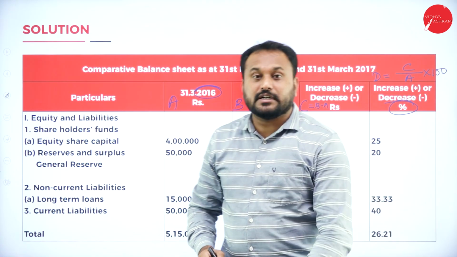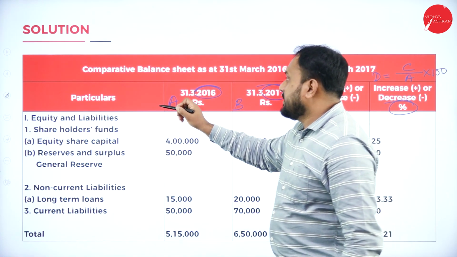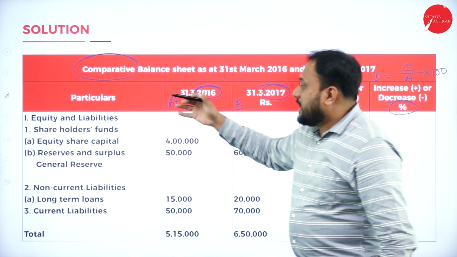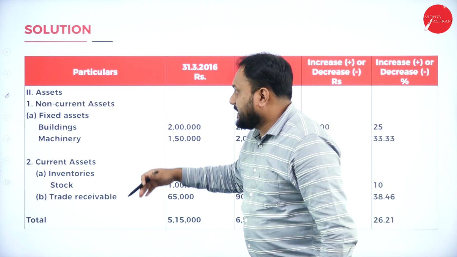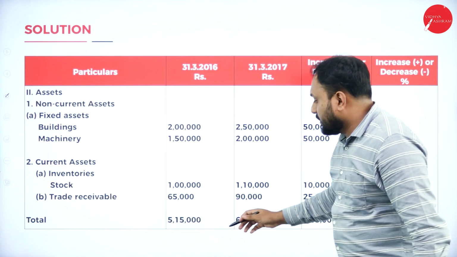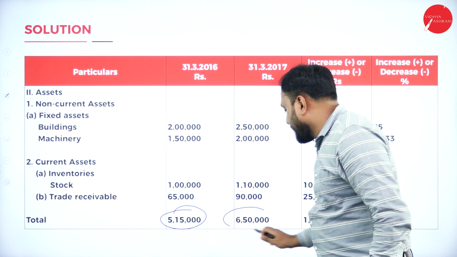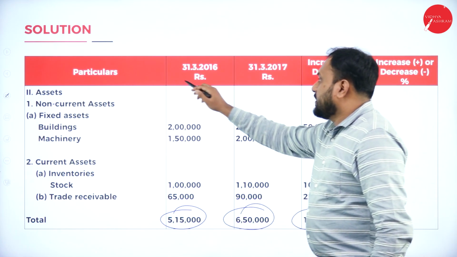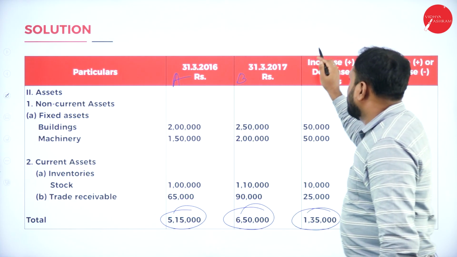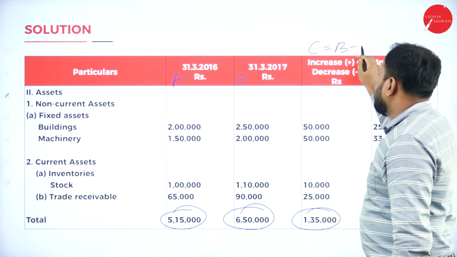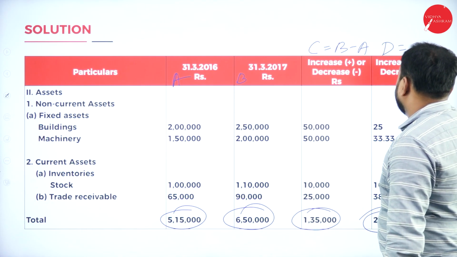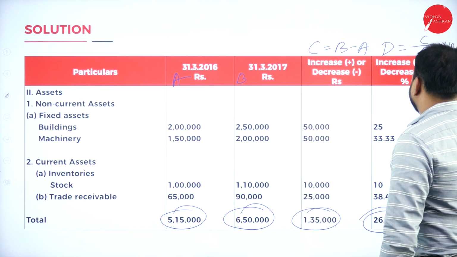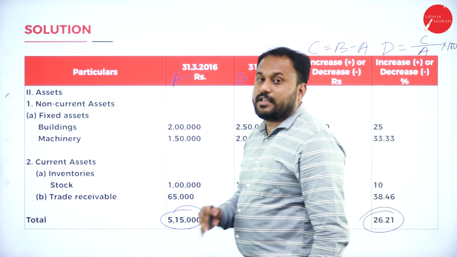So I have shown you the comparative. This is what the comparative balance sheet is. The same way, equity and liabilities here. Next is assets. I'll total. The total will be the same thing. And that is how you will do the A, B. How to go with C? C is equal to B minus A. And this is D. D is equal to, go with the base. Base is A. So this is C into 100.